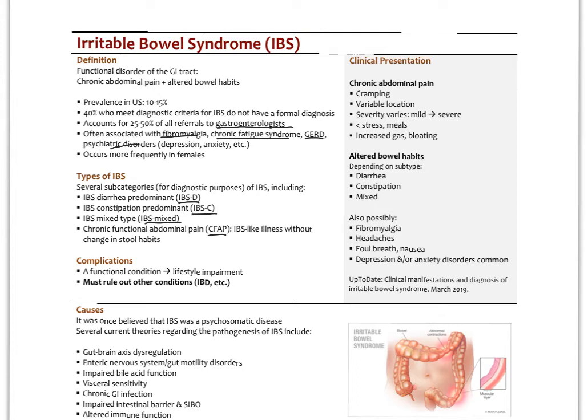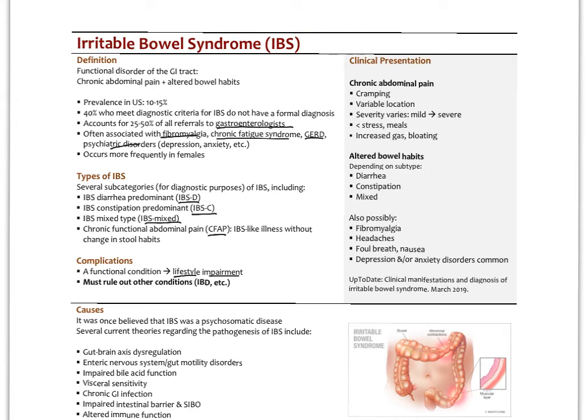This is a functional condition, so it results in lifestyle impairment. But the important thing about IBS, especially people who have not been diagnosed previously, they need to have other disorders excluded first before we can confidently treat IBS. So newly presenting patients who have not been thoroughly worked up really should have workups to be sure they don't have IBD or another identifiable and potentially more serious bowel condition.